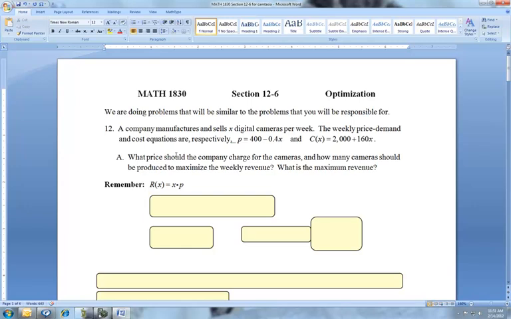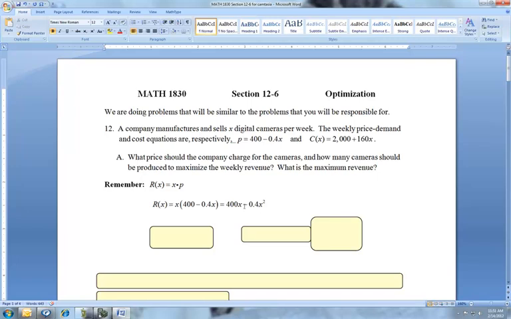Now, it wants to know the price the company charges for the cameras and how many cameras should be produced to maximize weekly revenue. So it's revolving around revenue, and you need to remember that your revenue function is x, which is number of units, times price per unit, which is your price demand equation. So I'm going to substitute this 400 minus 0.4x with parentheses in for p to find my revenue function. So that's the first thing I did, and I distributed x through. So I've got my revenue function.